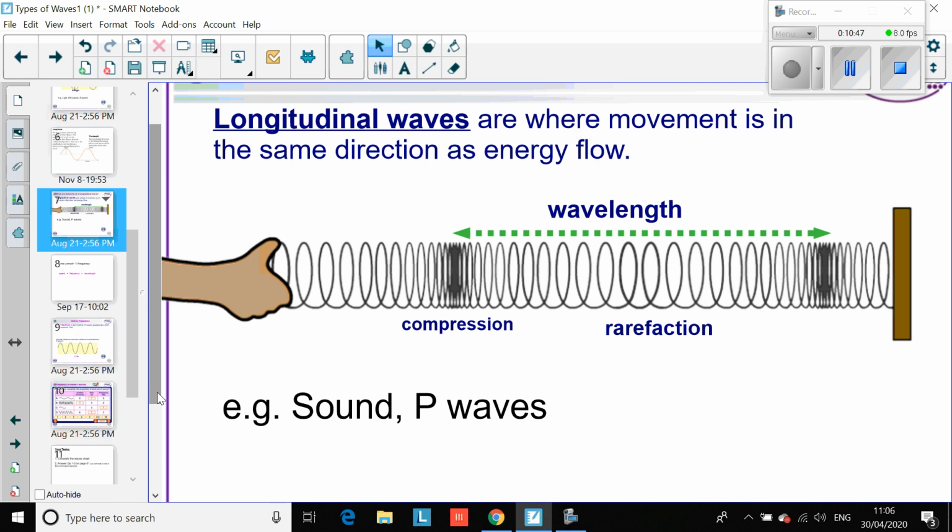What's happening is I'm making those particles vibrate, and then just like dominoes knocking into each other, the energy moves through the particles in the air into your ear. Or it can be through other materials like solids or through liquids. P waves are what are known as primary waves. They're a type of earthquake or seismic waves, and those travel through rocks and we can pick those up, and those basically work like this as well.